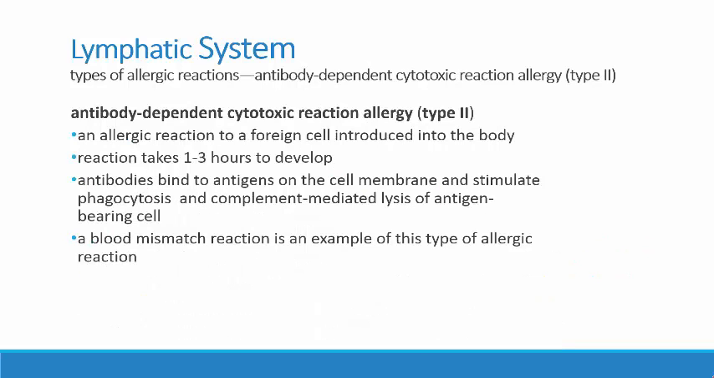Type 2 reactions, that's the antibody-dependent cytotoxic reaction allergy. And this is an allergic reaction to a foreign cell introduced in the body. It's moderately paced, takes sometime between an hour to 3 hours to develop. And when this happens, antibodies bind to antigens on the cell membrane of this foreign cell, and they stimulate phagocytosis and complement-mediated lysis of antigen-bearing cells. And a blood mismatch reaction is an example of this kind of allergic reaction, the antibody-dependent.